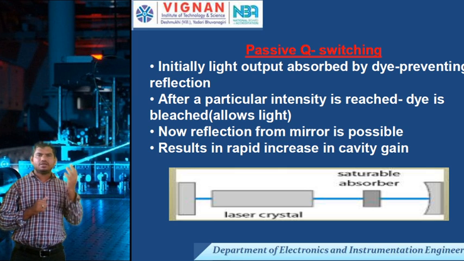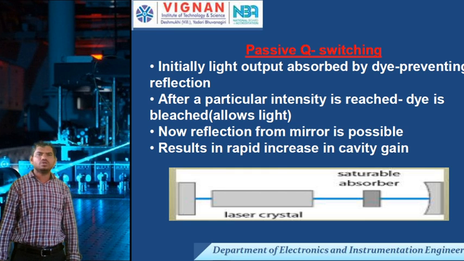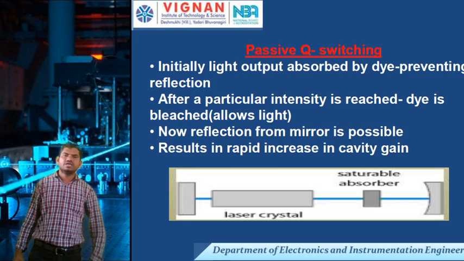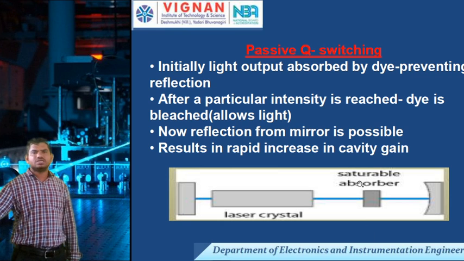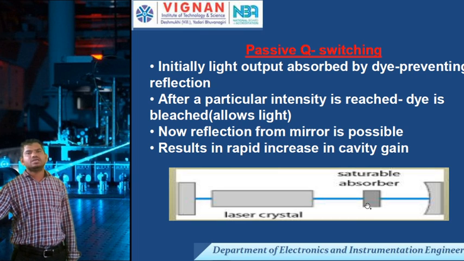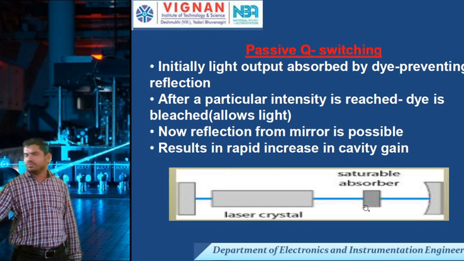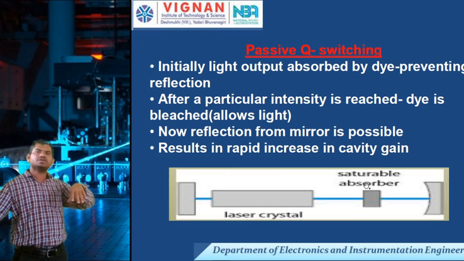Bleached allows high reflection from the mirror, which results in a rapid increase in cavity gain. The mirror acts as the saturable absorber, and here it is a self-generating device.